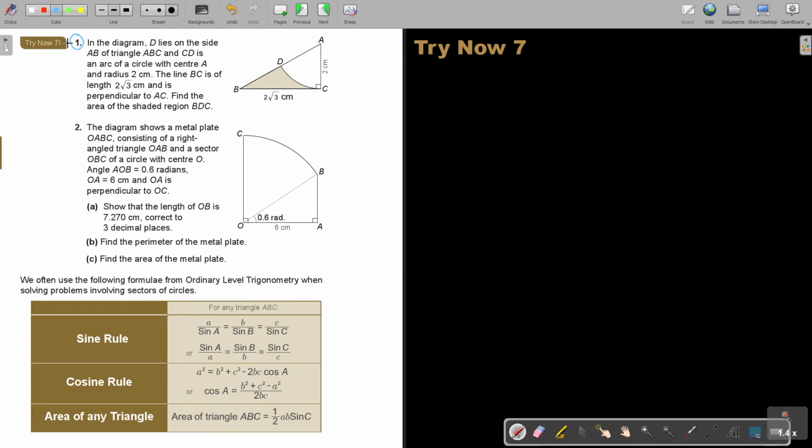Okay, let's start. In the diagram, D lies on the side AB of triangle ABC. Okay, we have that. And CD is an arc, so that's an arc, we see that, of circle with center A, there's the center. And radius 2, we have the radius. The line BC is of length, now where is BC? BC, and perpendicular to AC. Okay, we have that. Find the area of the shaded region BDC.